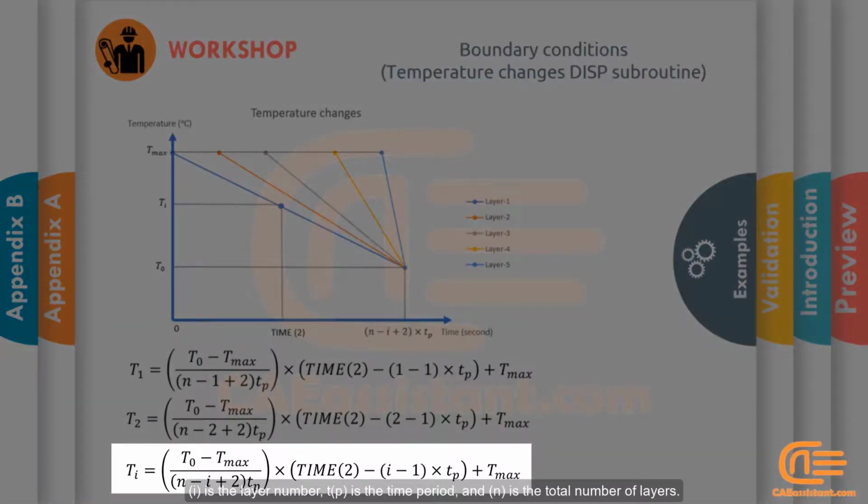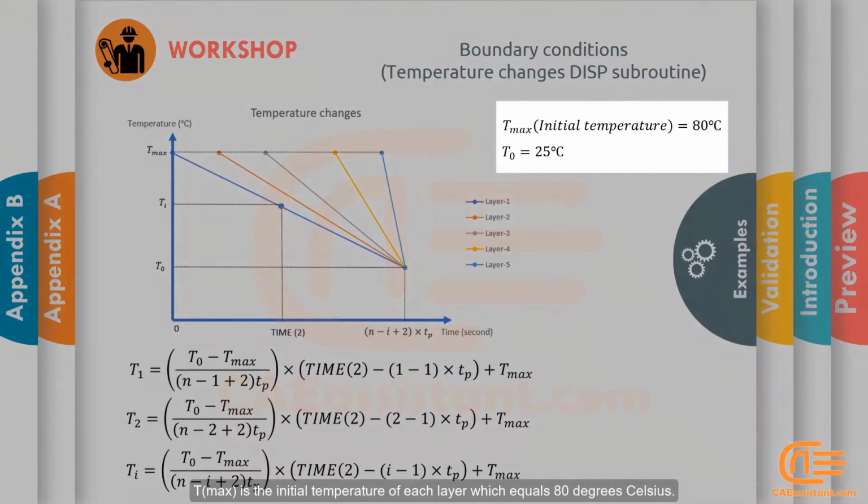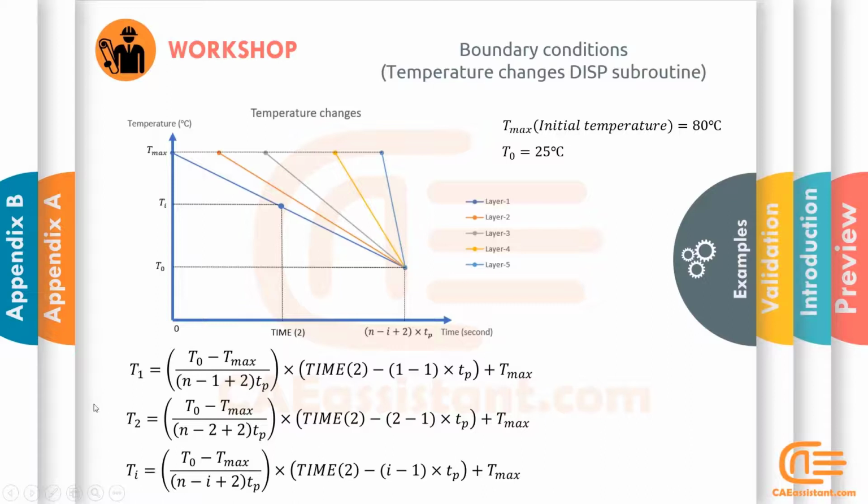I is the layer number, Tp is the time period, and N is the total number of layers. T max is the initial temperature of each layer, which equals 80 degrees Celsius. T0 is the temperature that the layer must cool down to reach this temperature and equals 25 degrees Celsius. This term of the equation calculates the slope of the line. To obtain each line's slope and whole equation, you just need to insert the layer number instead of I. See the equation of the first 2 layers, for example.